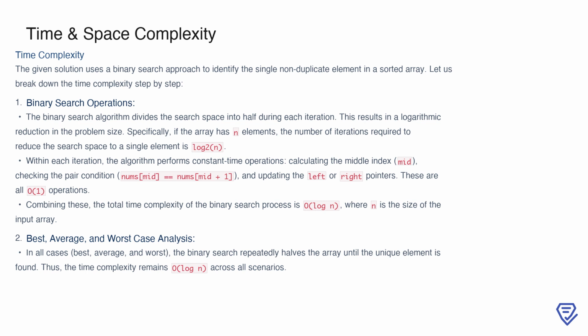This remains true across best, average, and worst-case scenarios, because no matter how the data is arranged, the algorithm always halves the search space until the unique element is found.